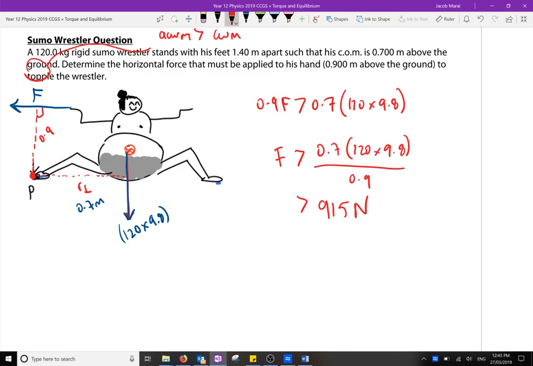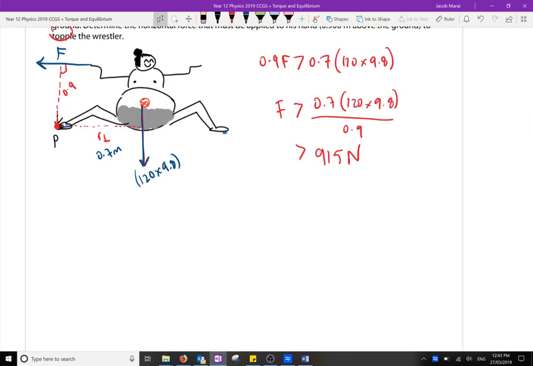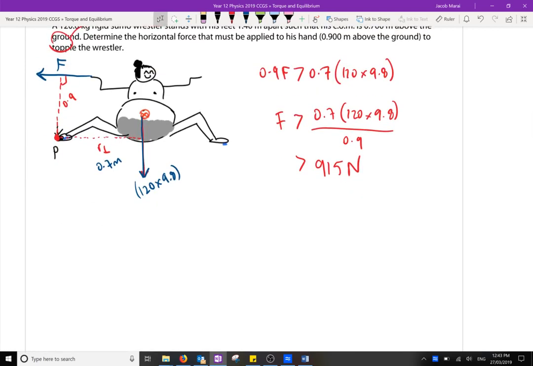All right. So that's the maximum. This is assuming that he doesn't slide. If this sumo wrestler was on a skateboard and you grab him, you're just going to translate him, right? So what do we require to occur at the pivot? Friction. Yes.